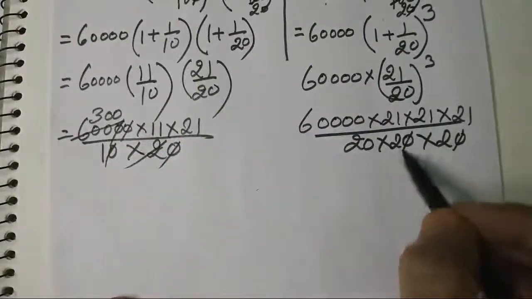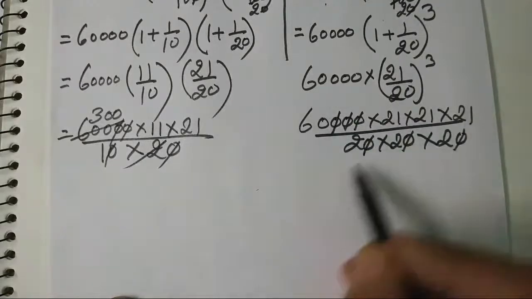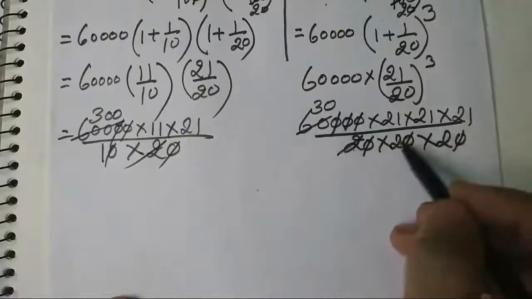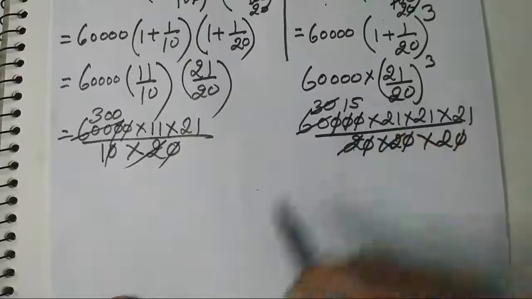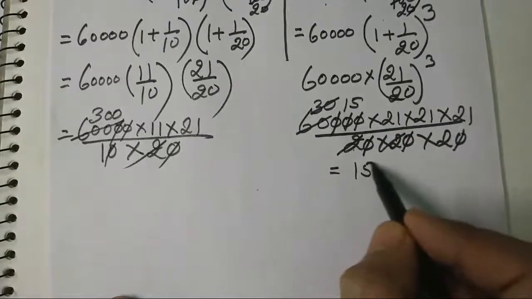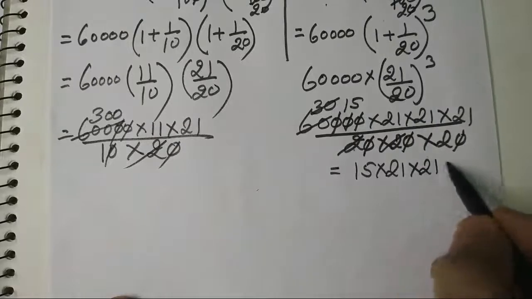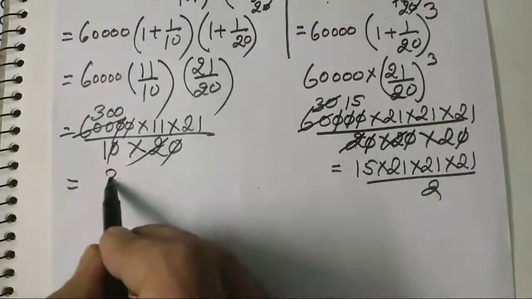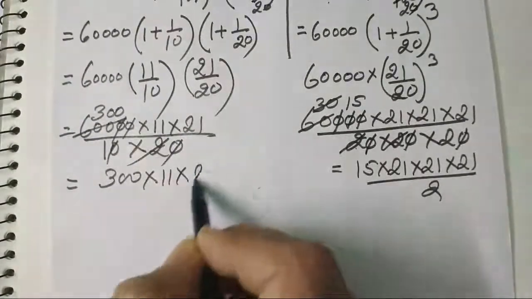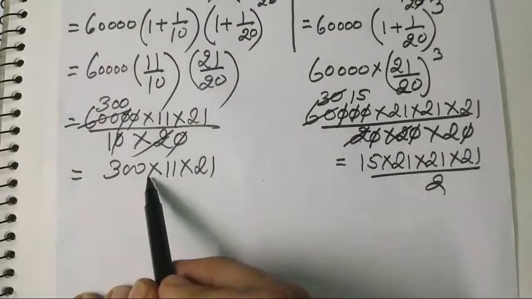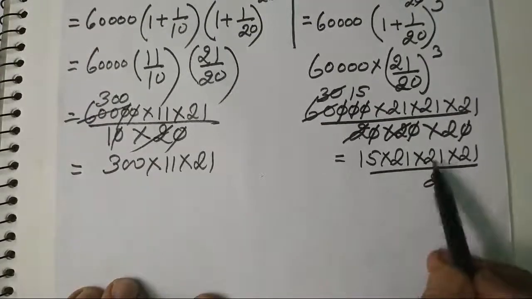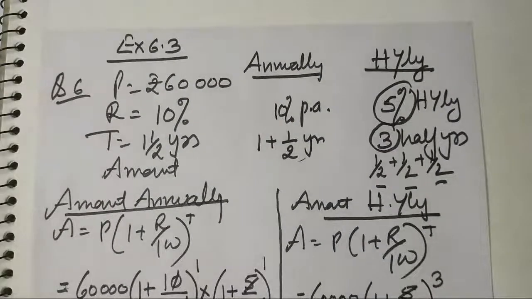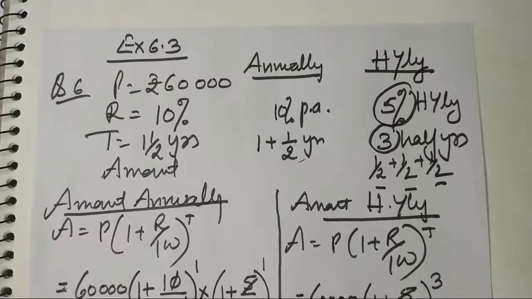Here 3 zeros will be there, so 3 zeros will cut, 2, 2 and 2. So 2 and this will cut, this will also cut, and now this side it is 15 into 21 into 21 into 21 divided by 2, and this side the annually it will become 300 into 11 into 21. So just multiply, you will get the amount. This side you have to multiply and divide by 2, and you will get the answer. This is the change which you have to do in annually and half yearly.